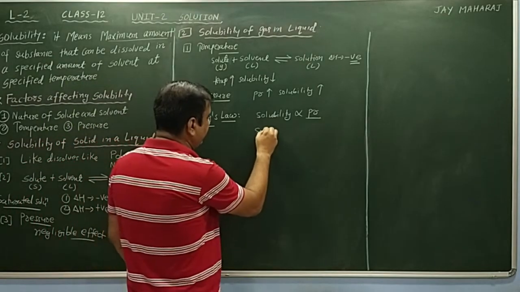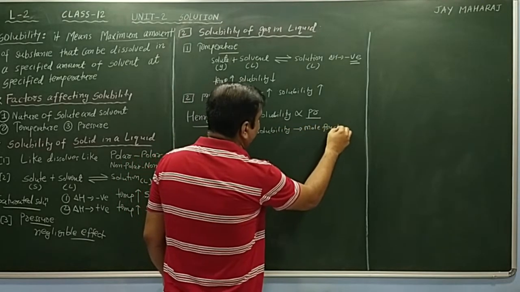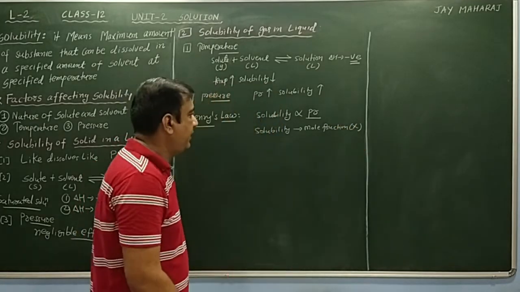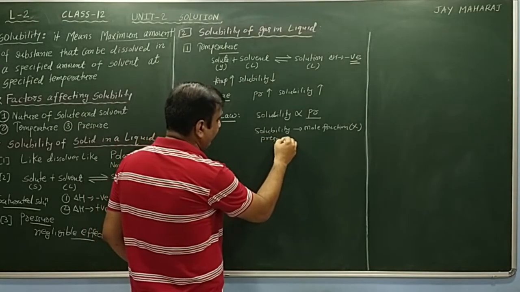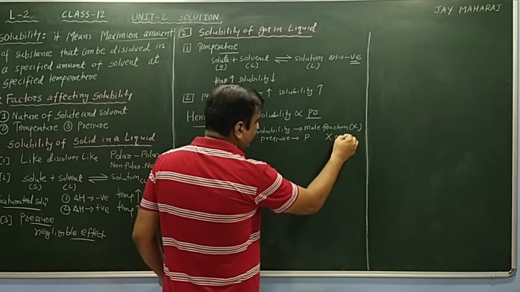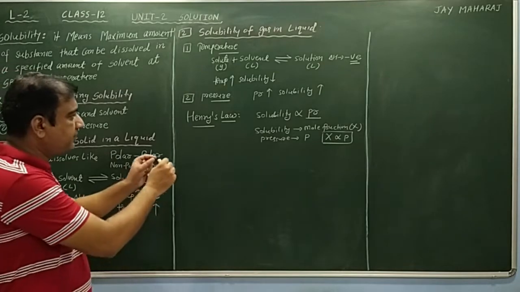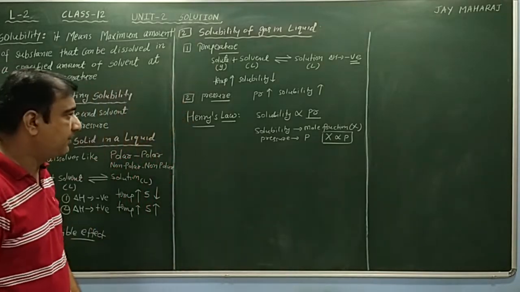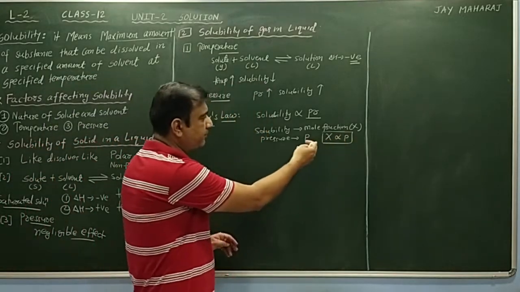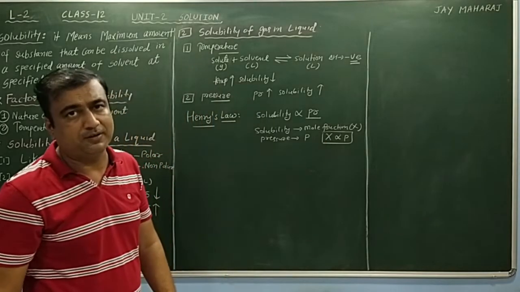If we consider solubility in mole fraction X, and the pressure of the gas is P, then X is proportional to P. Now this is one form of Henry's law, but the widely used form is that the partial pressure of the gas is directly proportional to the solubility.